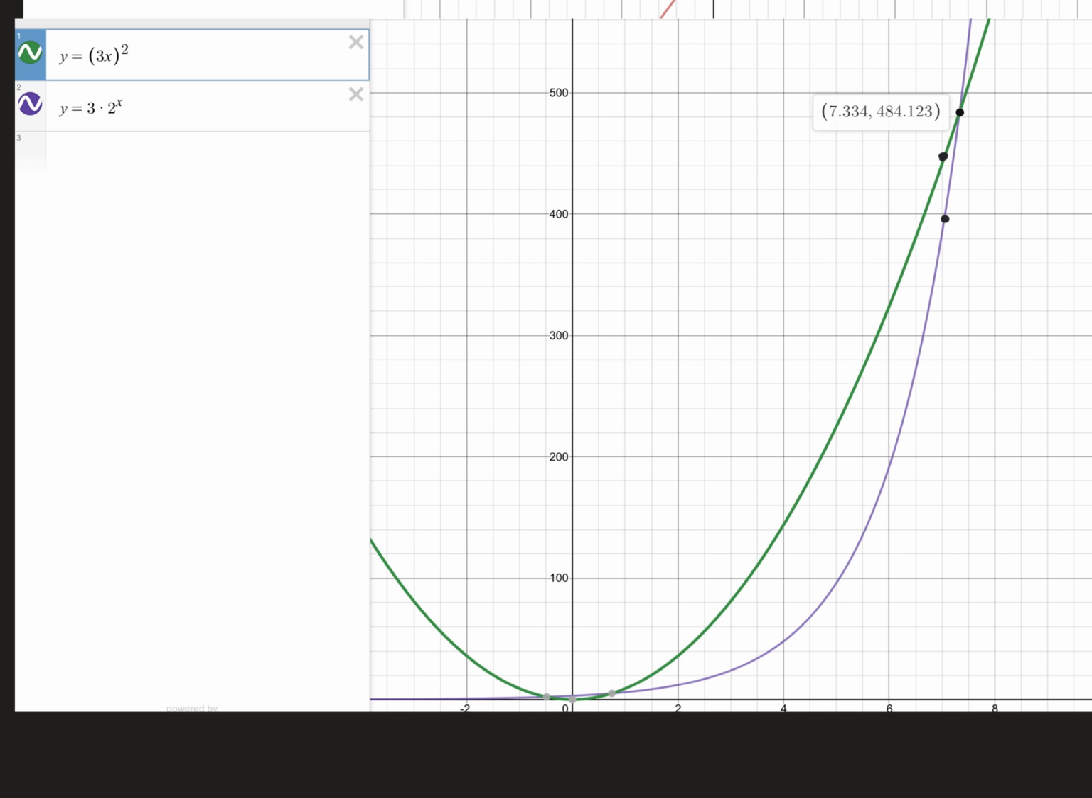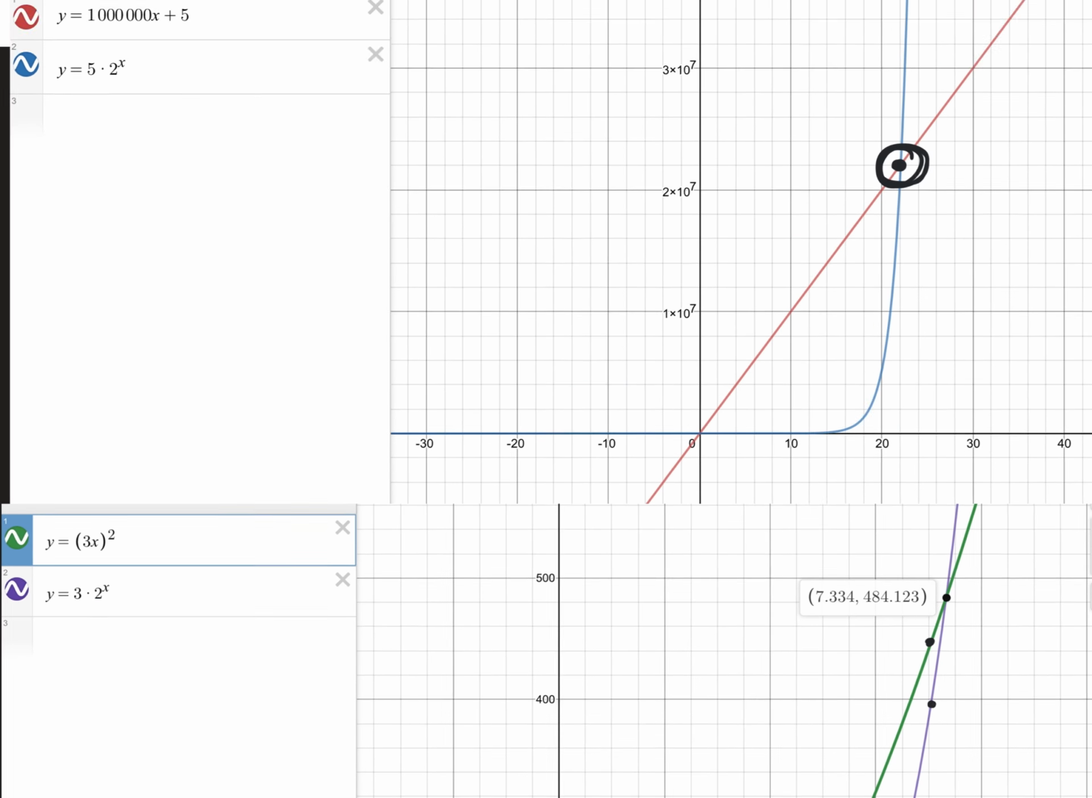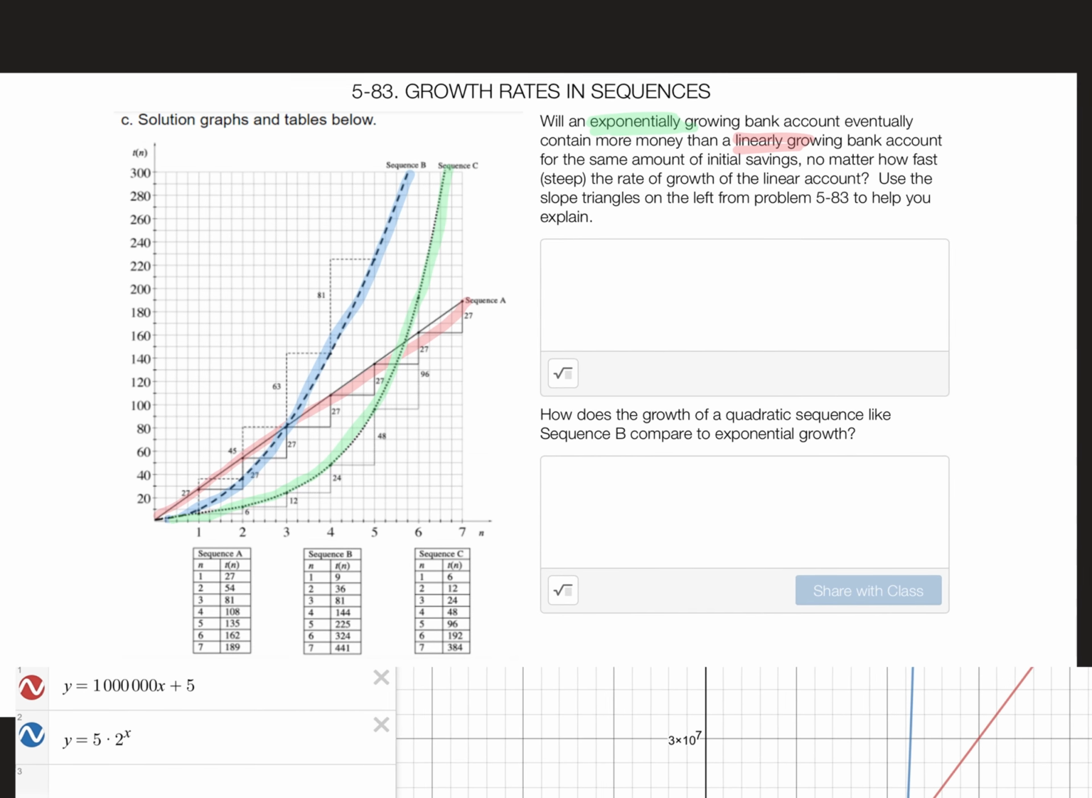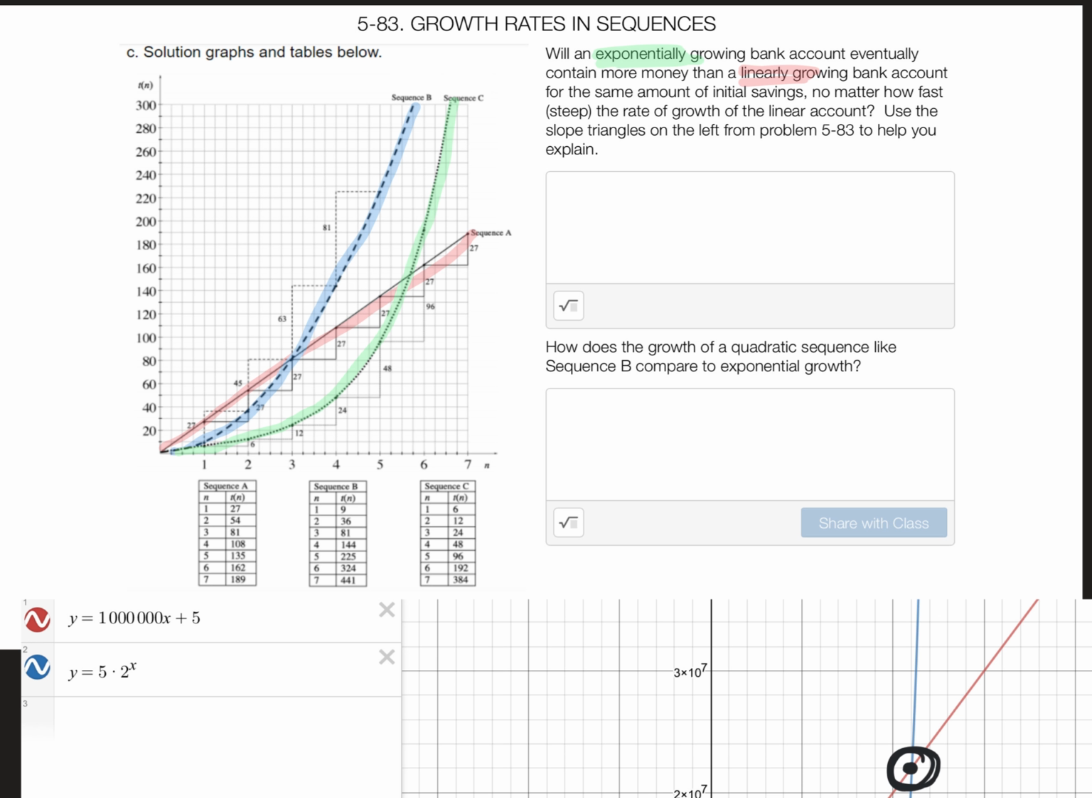Okay, so over time, once again, exponential is going to be a better investment. So how does the growth of a quadratic sequence like sequence B compare to exponential growth? It looks like it's growing faster for the first few years. But then after that, the exponential function is going to quickly overtake and become a lot more than the quadratic would.